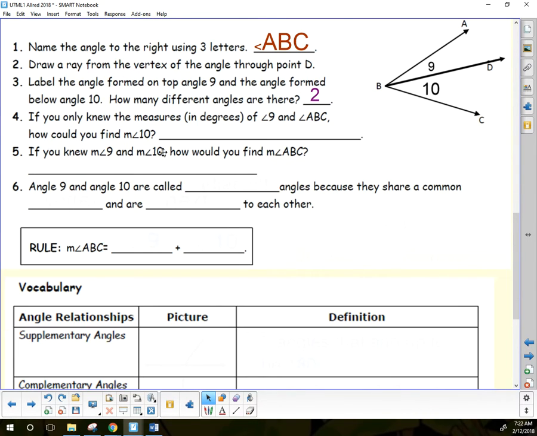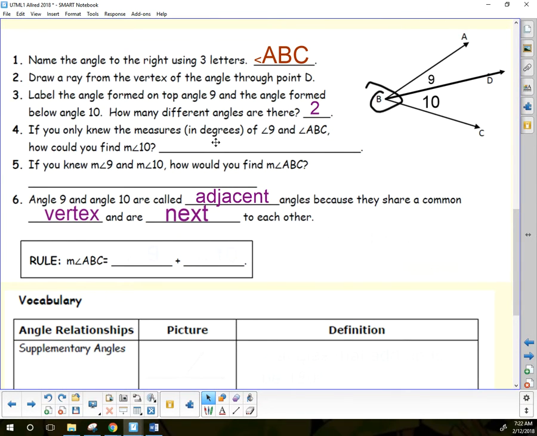What we have here are what are called adjacent angles. They're called adjacent angles because they share a common vertex. This is their common vertex. And they are next to each other. So because they share a common vertex and they're right next to each other, they're called adjacent angles.